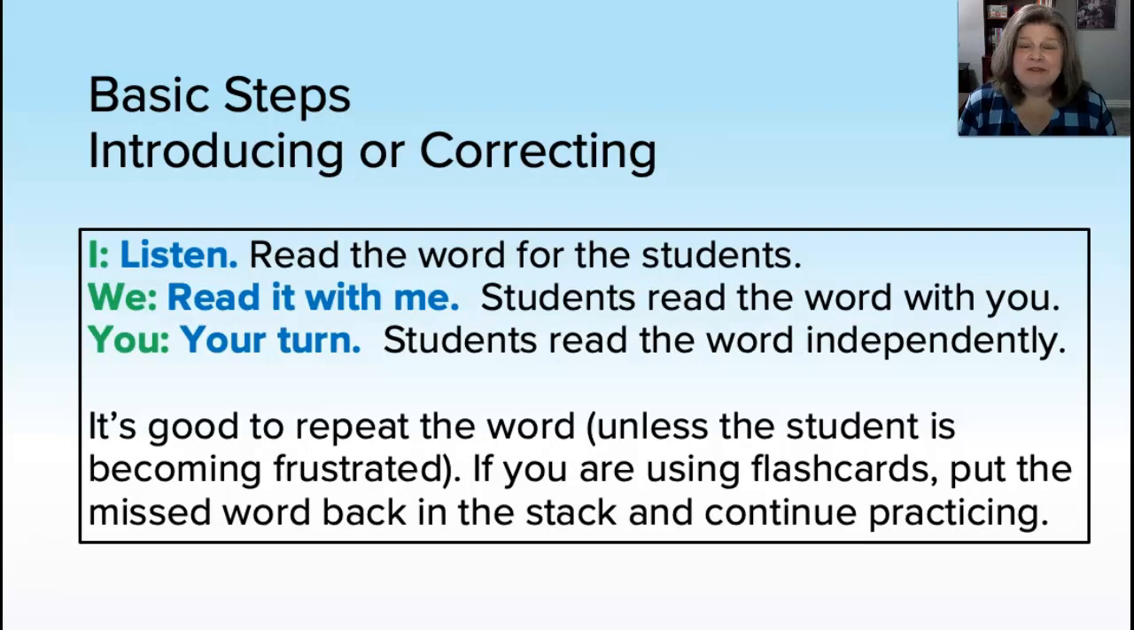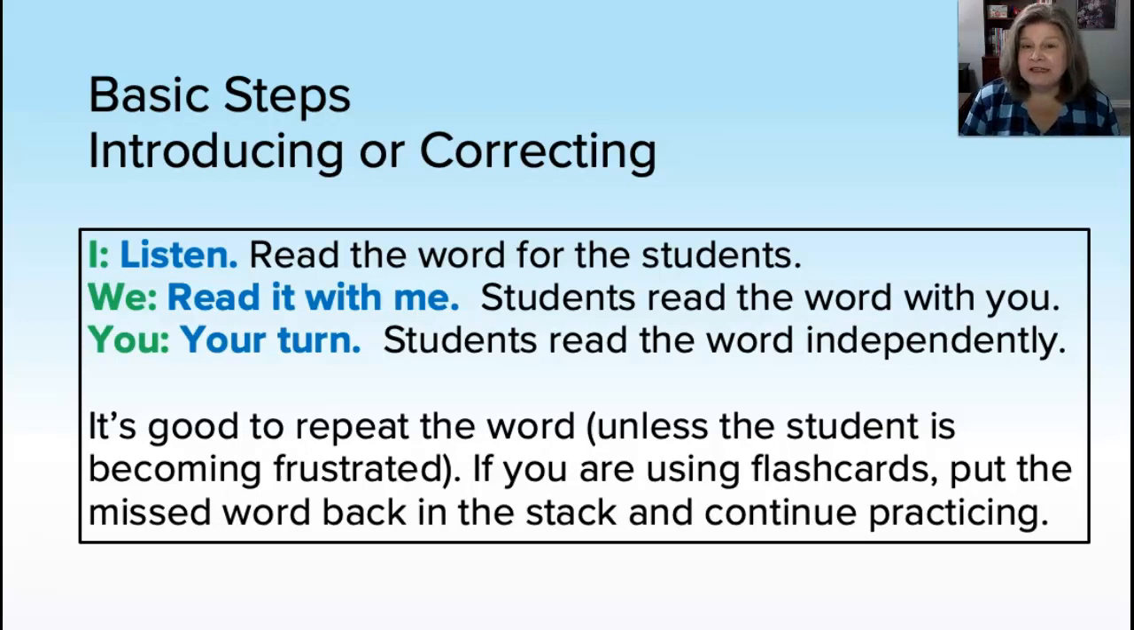The basic steps for introducing a new word or for making a correction if a student makes a mistake with a word are also very simple and straightforward. So first you're going to say listen and then tell them the word. Then you're going to say read it with me and the 2 of you can read it together. And then you're going to say your turn. It is good when you make a correction that you go back and repeat that word. So if you're practicing in a stack of flashcards, you can put that card back in the stack so they can practice it again.